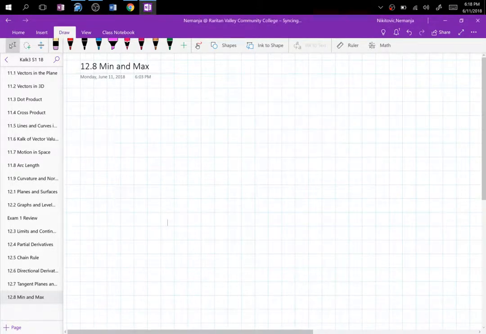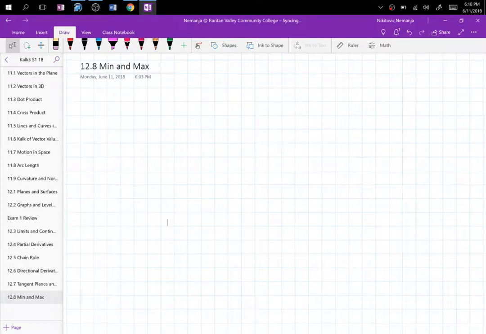Hello and welcome back to Calculus 3, section 12.8, minimum and maximum problems. So we are always interested in optimizing so that we can find the maximum efficiency, maybe to find the minimum cost, maximum profit, maximum height. So there are many reasons why we would want to optimize.